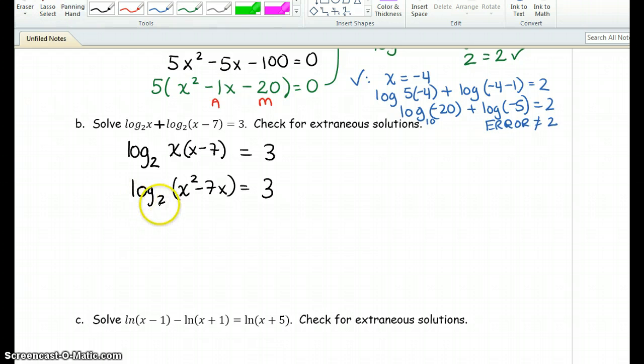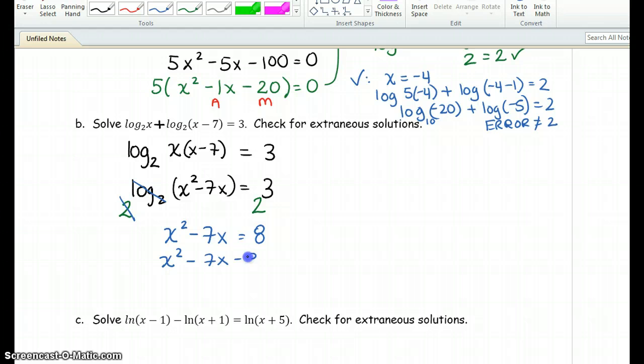If it's a log base 2, then we can go ahead and exponentiate both sides by base 2. And we're trying to be fair. That's why we have to do it on both sides. So log base 2 and base 2 cancel each other out, and we're left with x squared minus 7x. And 2 to the third power is 8. When we move everything to one side, because it is a quadratic, we get the following. And now we want to see if we can factor it out.